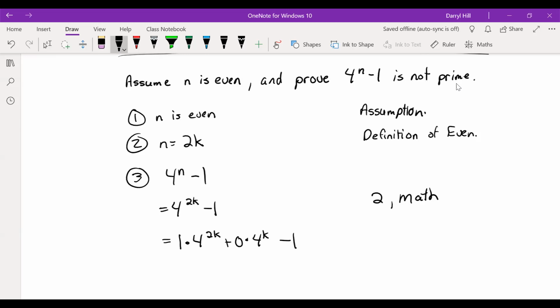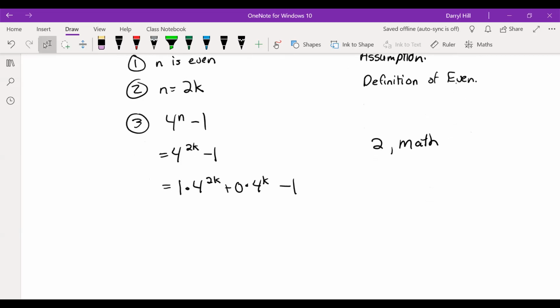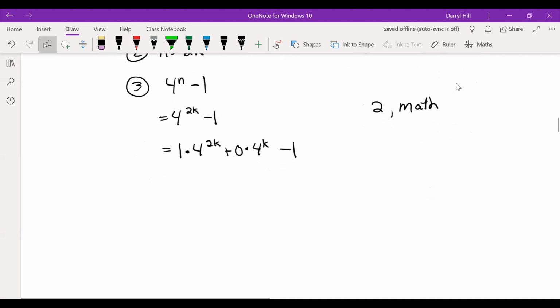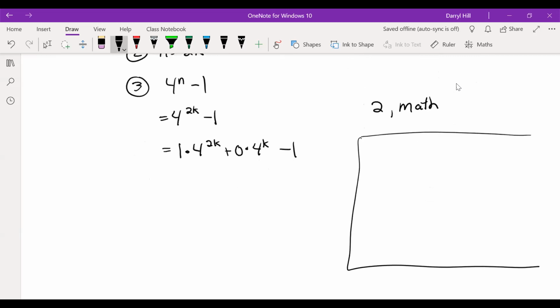So then we could use, well, at this point we have a quadratic expression. So I'm going to do a little bit of an aside here that's just strictly math. So I'm going to let x equal 4 to the K. For some reason I deleted that. So we can rewrite this expression as x squared plus 0x minus 1.